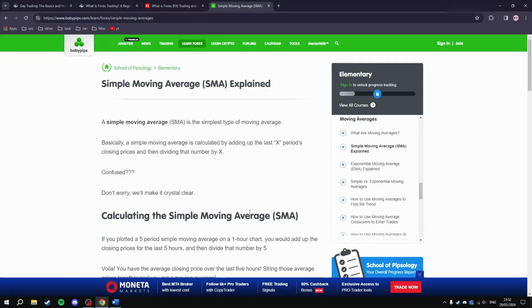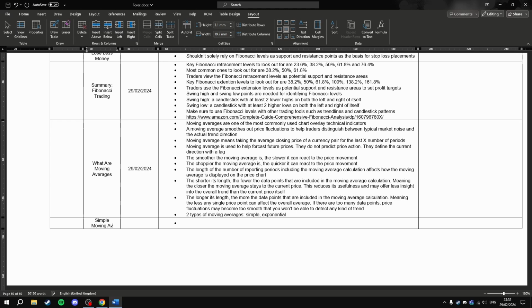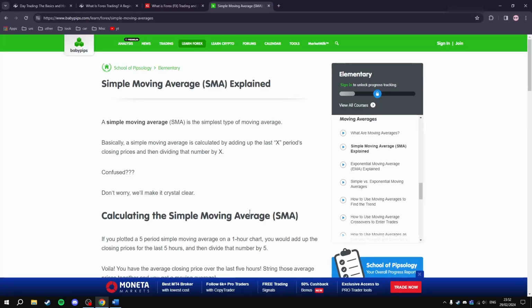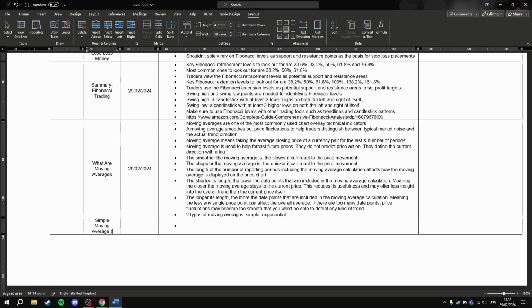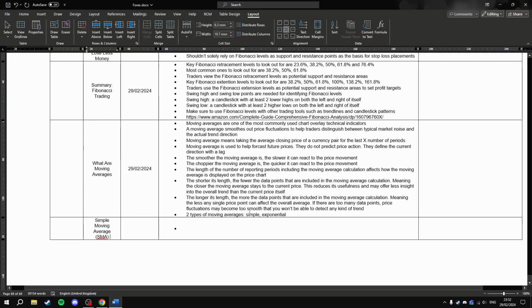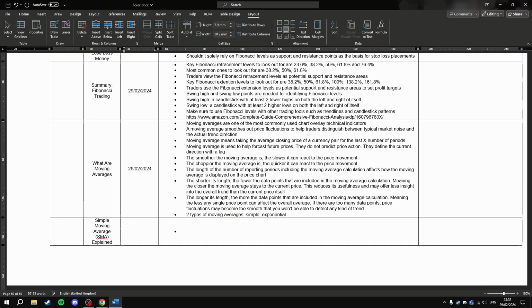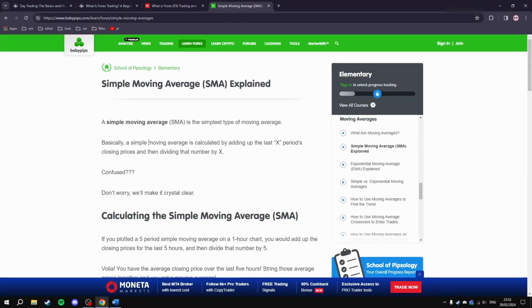So what's this called? Simple moving average, SMA, explained. Simple moving average is the simplest type of moving average. Basically, a simple moving average is calculated by adding up the last X periods' closing price and then dividing that number by X. So just like a basic average calculation. Confused? Don't worry, we'll make it crystal clear.